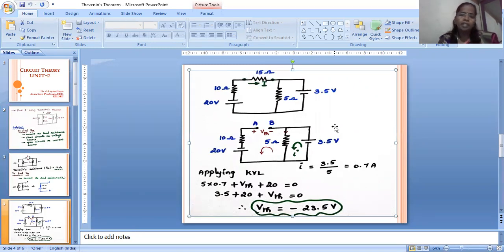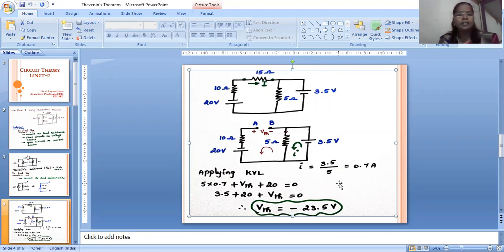If you want to find the Thevenin's voltage, you must know the current flowing through all the branches. Then only can we apply Kirchhoff's voltage law. So for that reason, I'm calculating the current I. In the circuit, this is a closed circuit, 3.5 volt and 5 ohm, connected in a closed path. From this circuit, I am calculating the current I. According to Ohm's law, I is equal to V by R. Here the voltage is 3.5, the resistance value is 5. If you substitute these values, you will get I is equal to 0.7 ampere.